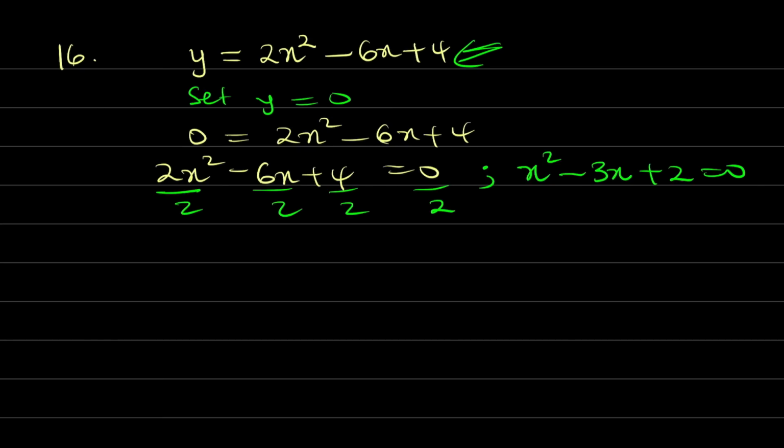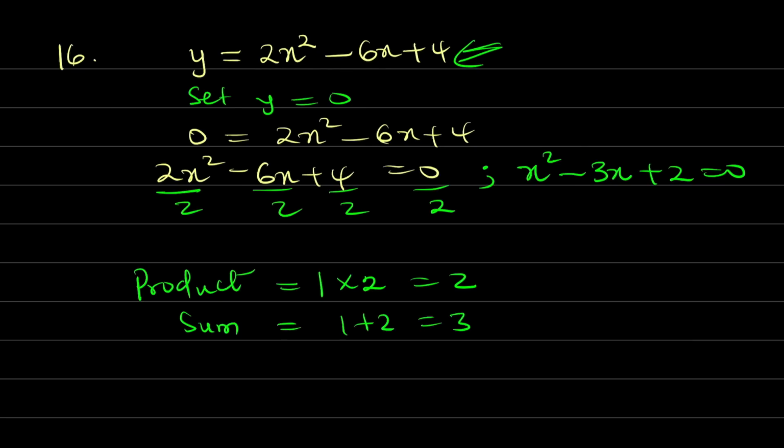The product is 1 times 2, which is 2, and the sum is 1 plus 2. This is 3, and we are actually looking for minus 3. So it means that the product needs to be minus 1 times minus 2, and the sum will now be minus 1 minus 2, which is equal to minus 3. The product is plus 2.